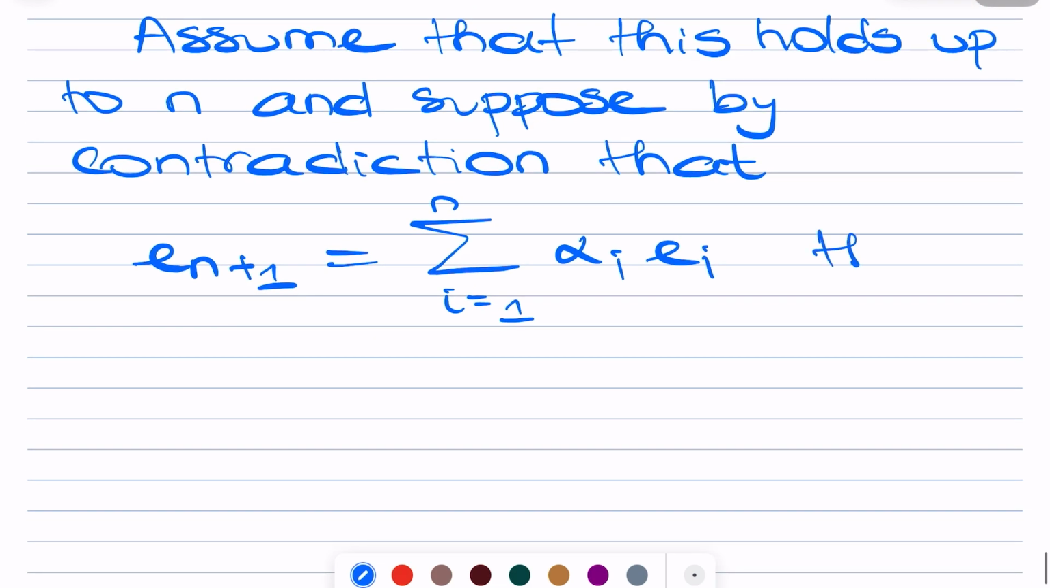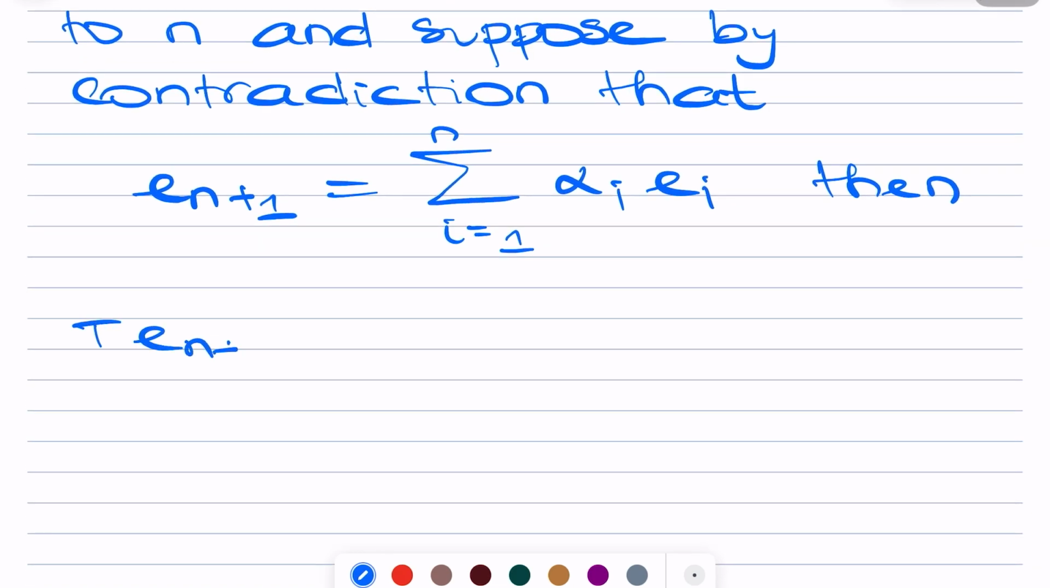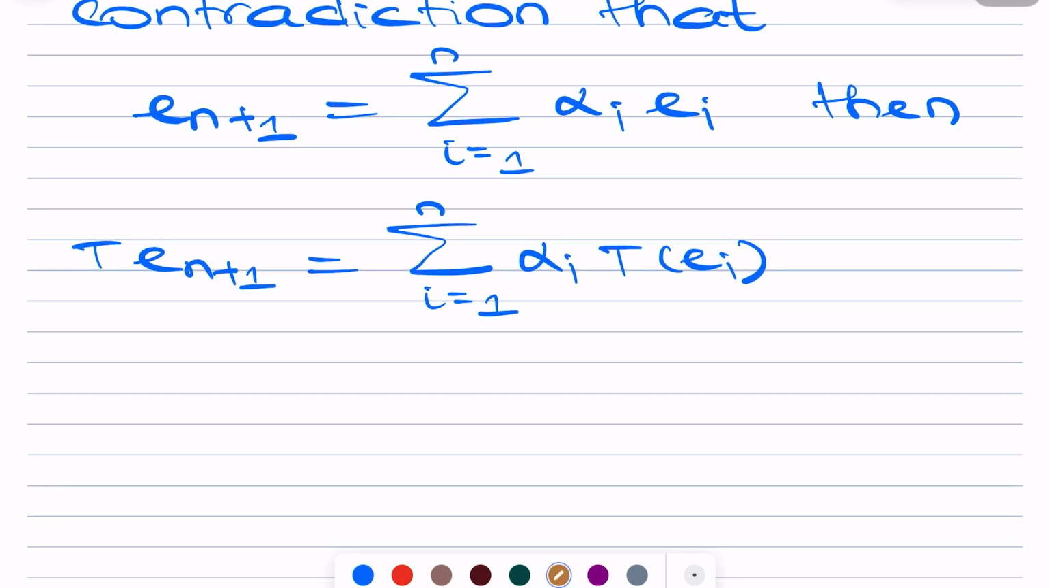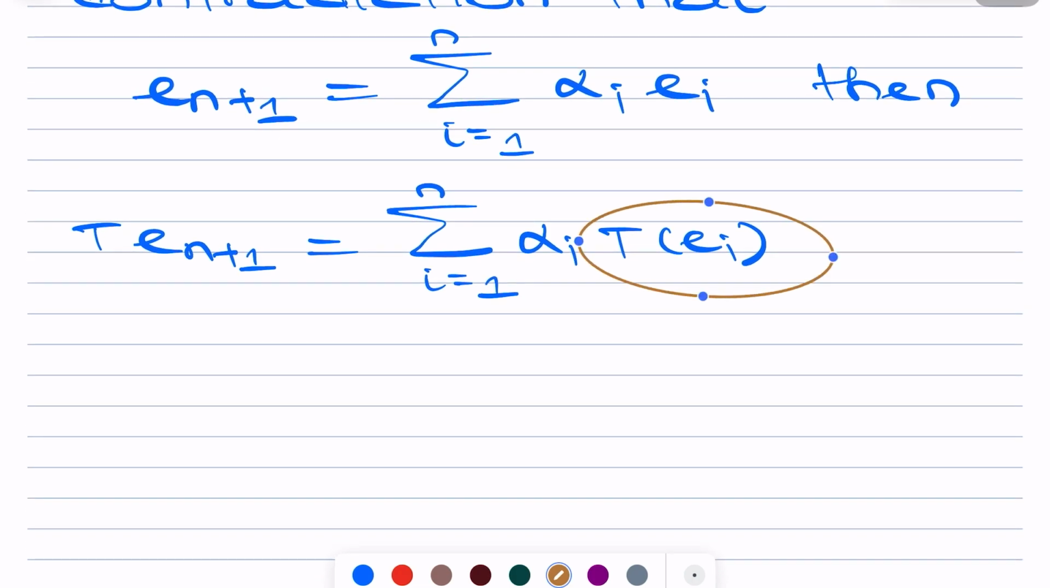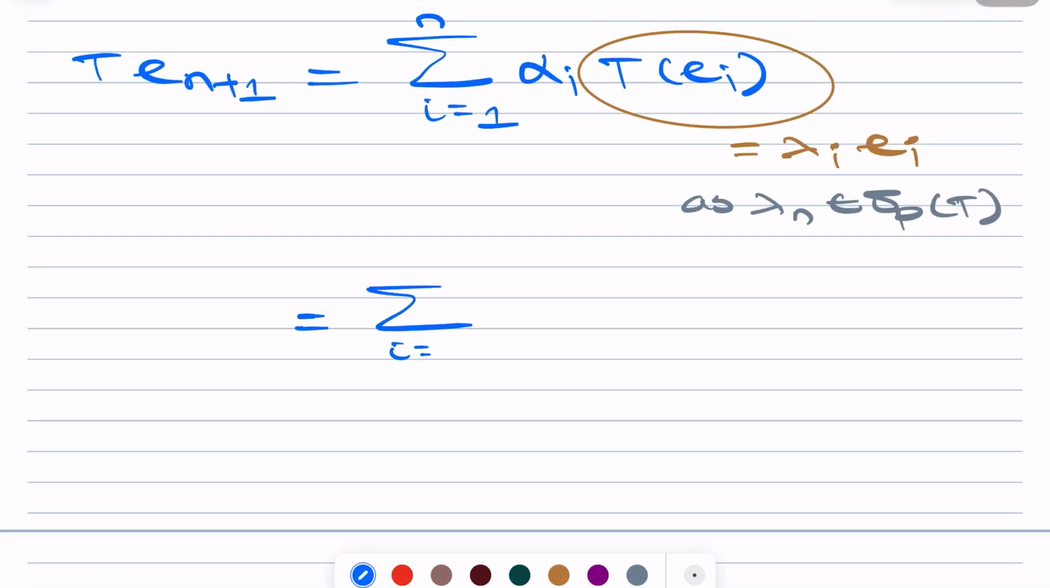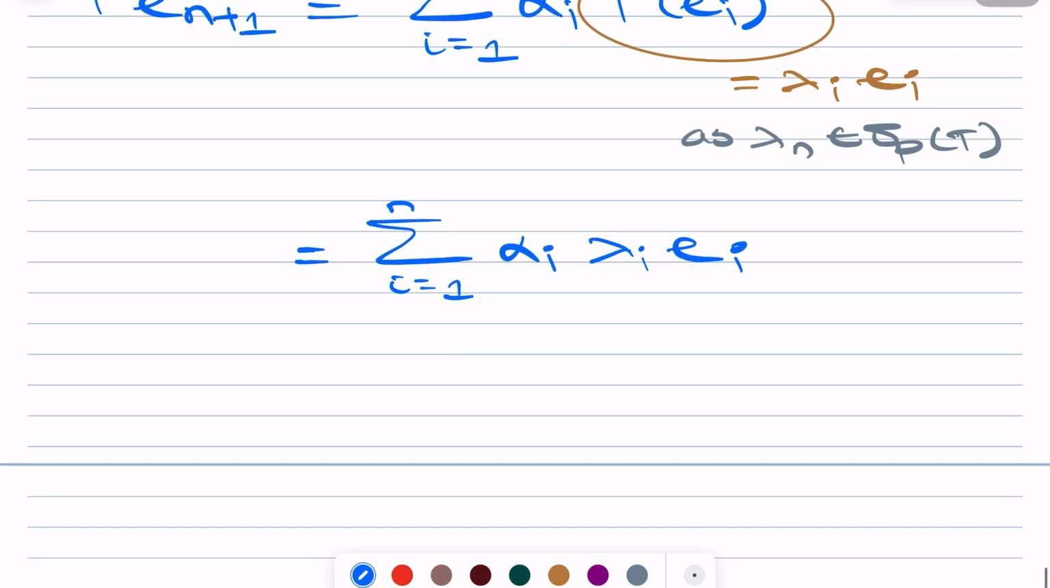Then we know that T e_{n+1}, because T is a linear operator, will be equal to the summation of alpha_i T e_i, i running from 1 to n. But observe that this T e_i is exactly equal to lambda_i e_i, because the lambda_i are all in the point spectrum, they are all eigenvalues. So this is again equal to the summation over i from 1 to n of alpha_i lambda_i e_i.